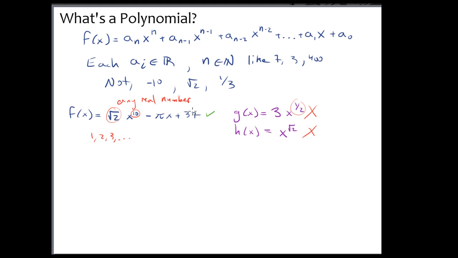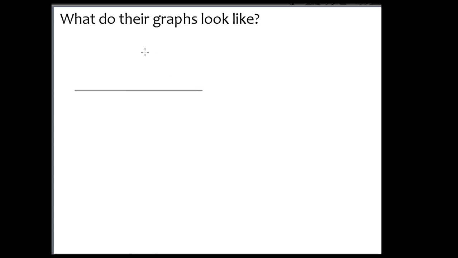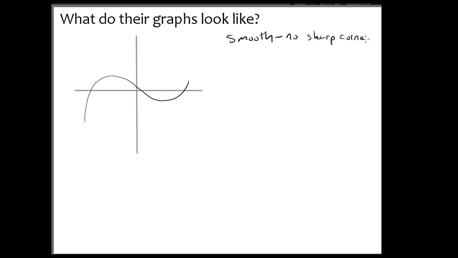Okay, now if we're looking at functions with these properties, they all have a certain type of graph. Let's just draw some axes here so we can kind of get a feel for it. This graph is smooth. What does it mean to be smooth? Well, that means they do things like this. There's no sharp corners. And funnily enough, smooth is a technical term in math. So that means something that does this is not a polynomial.